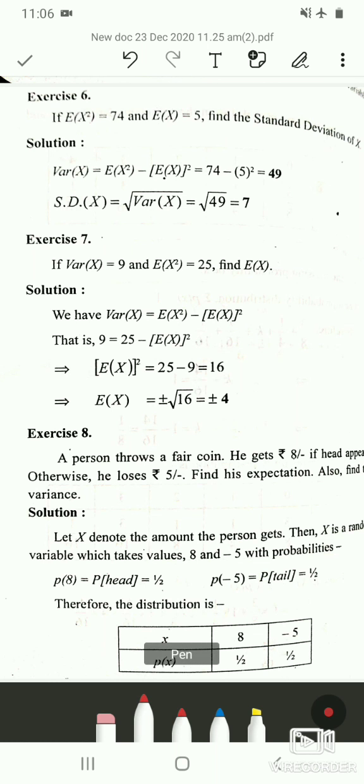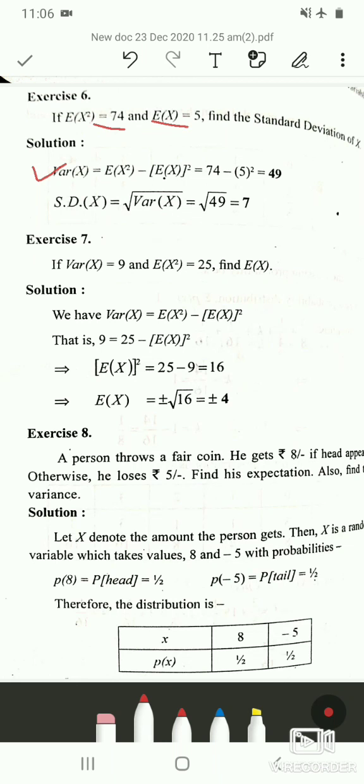So we know standard deviation is nothing but square root of variance, and variance is expectation of x square minus expectation of x the whole square. So they have given the value of expectation of x square and expectation of x directly. So just substitute in the formula and simplify.